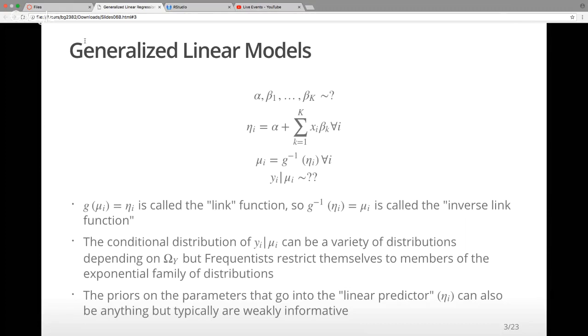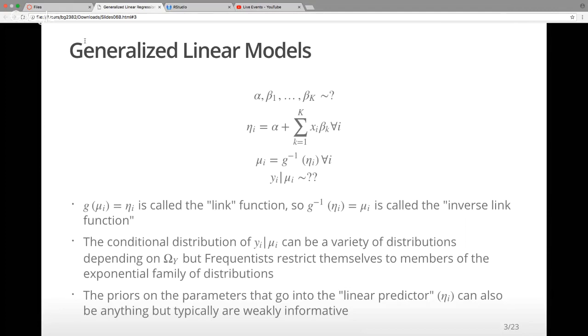Then we have the so-called linear predictor, eta i, which is an endogenous unknown. So given alpha and beta and x, which is the exogenous known, eta is known exactly. But marginally, eta is not known because you don't know what alpha, beta, etc. are, only what your beliefs about them are.